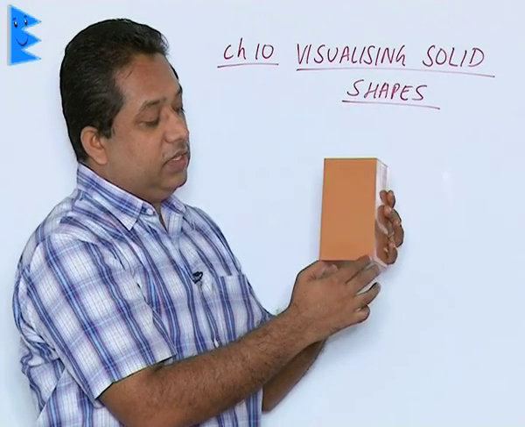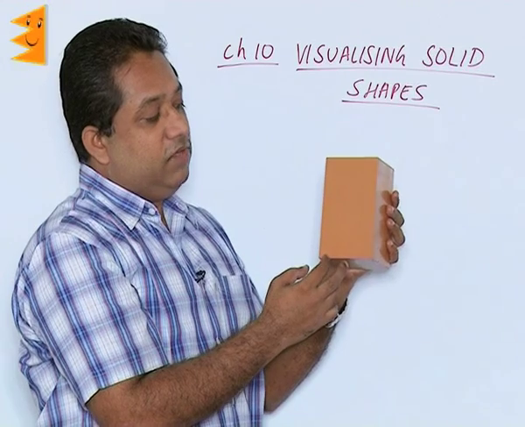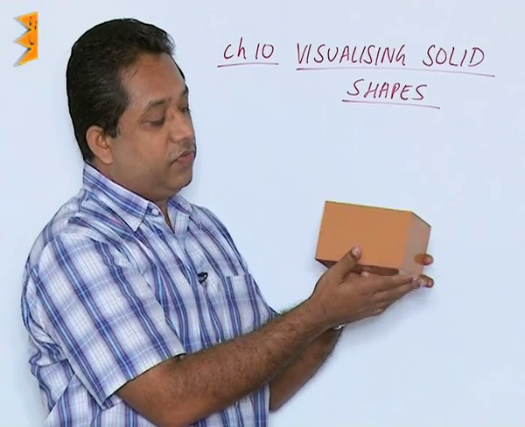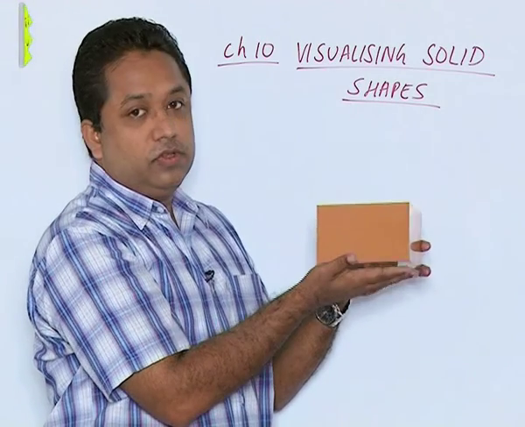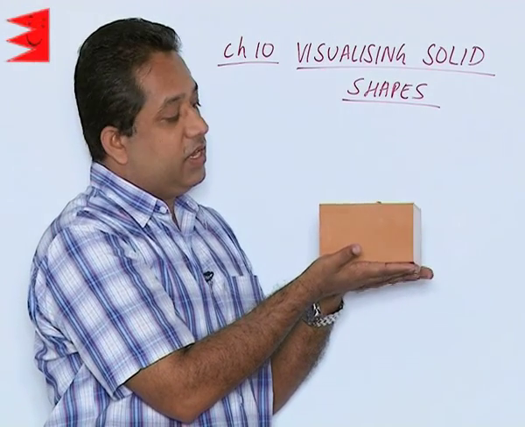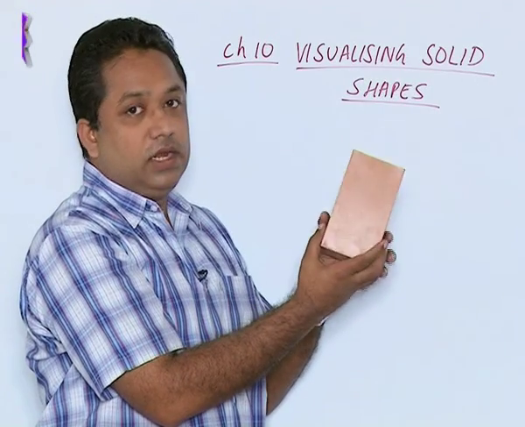So, we have a length, we have a breadth and we have height. So, there are 3 dimensions of a cuboid: the length, the breadth and the height. So, this is a 3-dimensional figure and we say that a cuboid is a polyhedron.